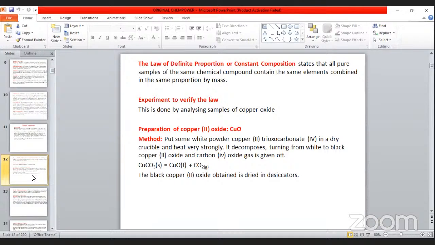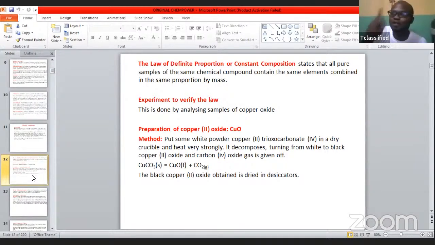Clear, good. So that's why it's saying that all pure samples of the same chemical, once it is sodium chloride, whether it is in Ajegunle or in Funtua, must contain the same elements, which is sodium and chlorine, combined in the same proportion. If the ratio is 1:1, it has to be 1:1, whether it's in Bayelsa or anywhere in Nigeria or anywhere in the world that you get it. So that's what this law states.